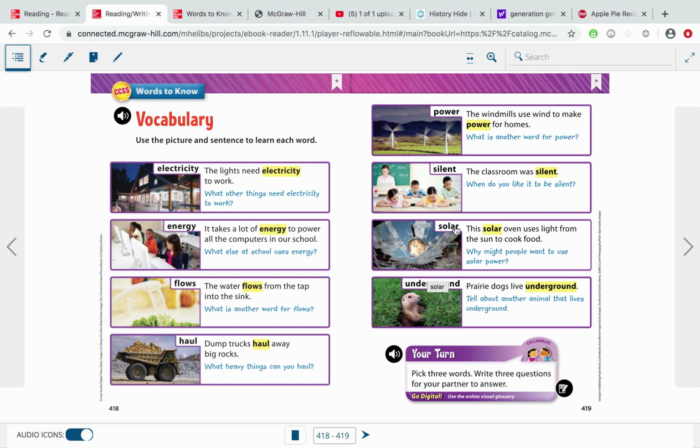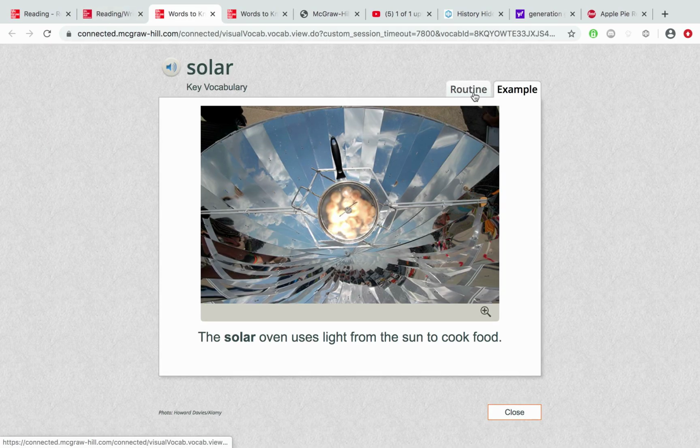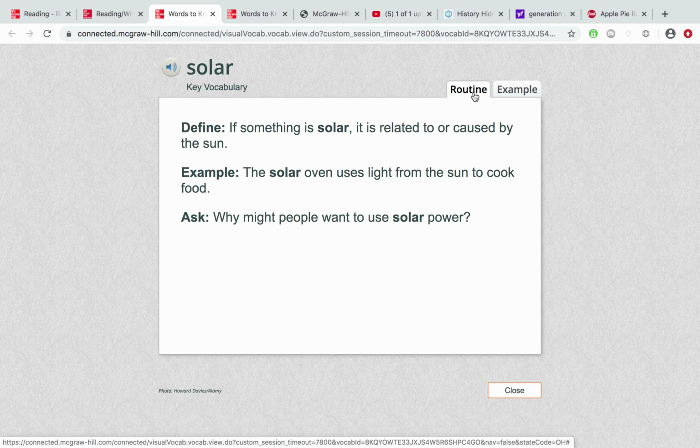Solar. Solar. This is AR like dollar. Solar. This solar oven uses light from the sun to cook food. Okay? Let's take a look at the definition of solar. If something is solar, it is related to or caused by the sun. Anything to do with the sun is solar.